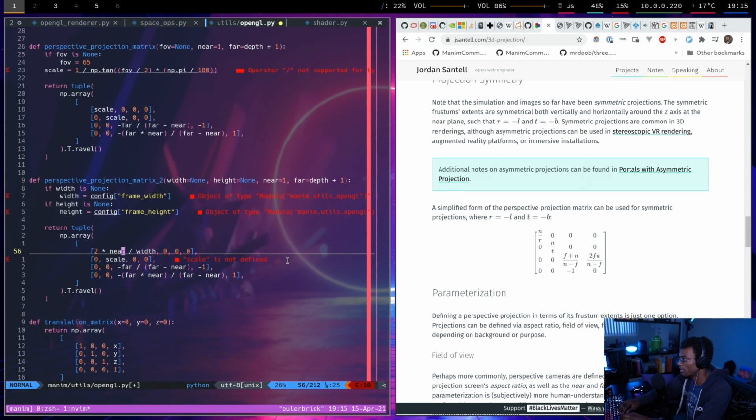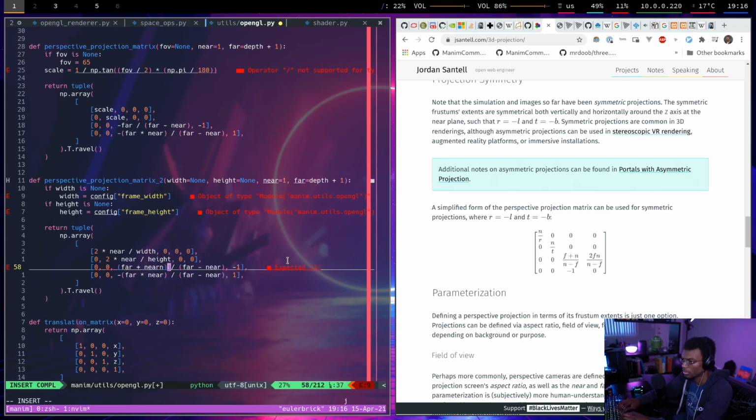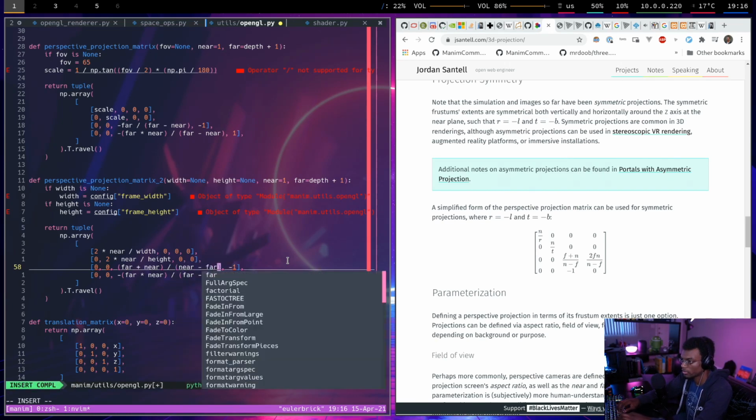Near divided by width over 2 should be like this. This is near divided by the height over 2. Then I have far plus near divided by near minus far.